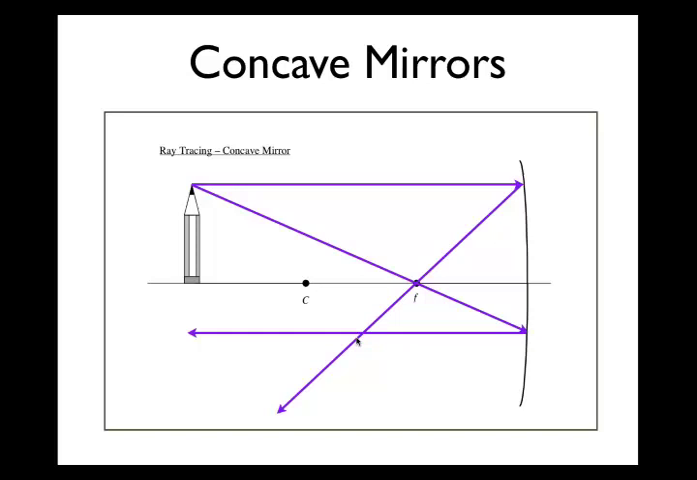This is what I suspect will be the image location for this pencil, but it never hurts to draw a third ray and verify that. So here's a ray that passes from the tip of the pencil through the center of curvature of the mirror, strikes the mirror, and then heads back in the opposite direction, and it indeed passes through that same point.